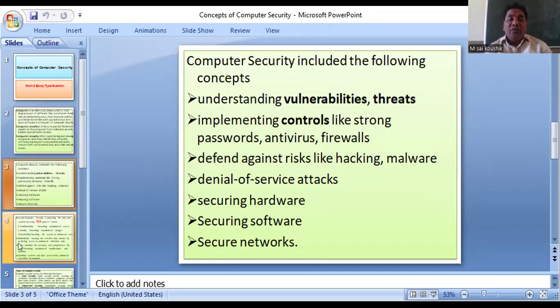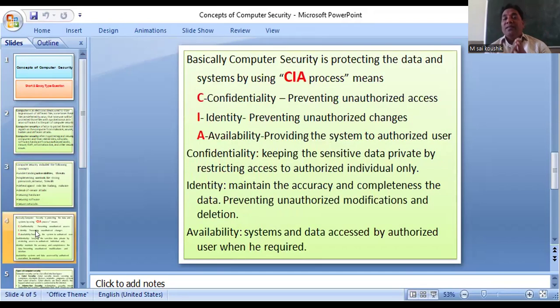And next goes a very, very important factor. It is a very, very important, frequently asked interview question. Basically, computer security is protecting the data and system by using the CIA process.